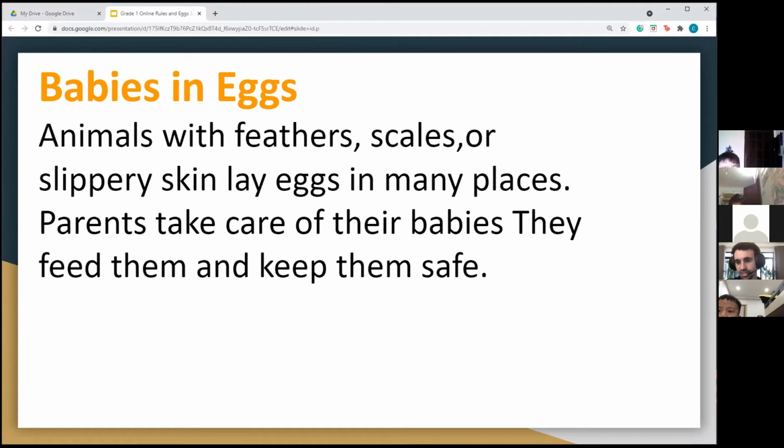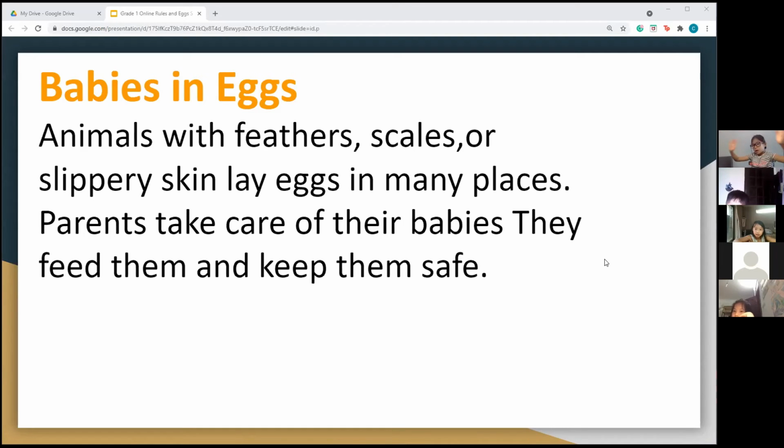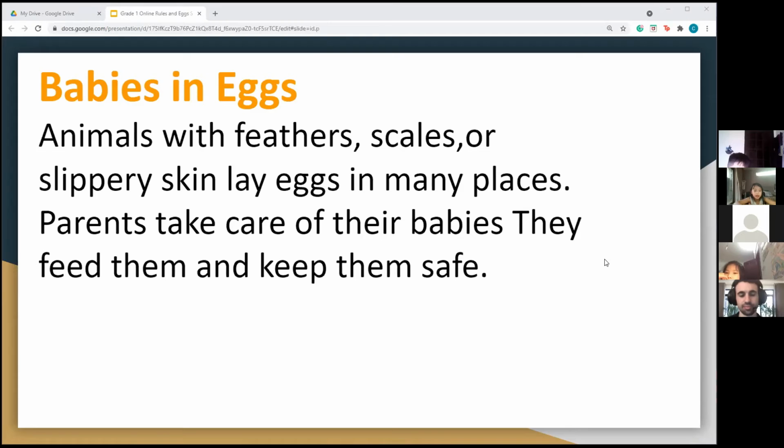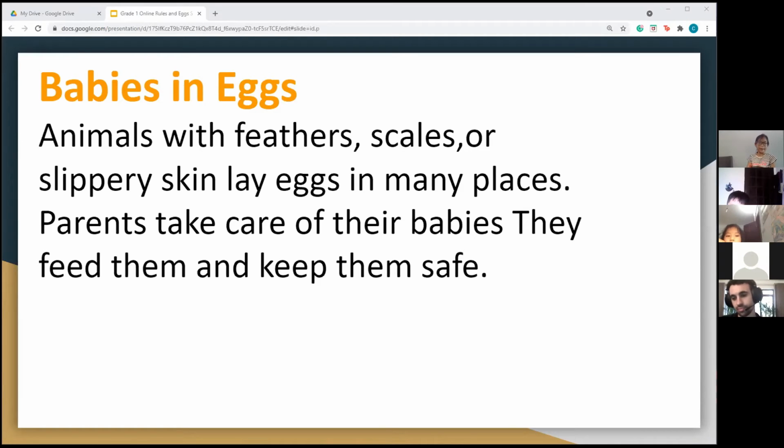Okay, who would like to read the first sentence? MKA, can you read the first sentence? Animals with feathers, scales, or slippery skin lay eggs. Thank you. How about Mingha? Can you read the second sentence for us? Make sure you're paying attention. Parents take care of their babies. They feed them.